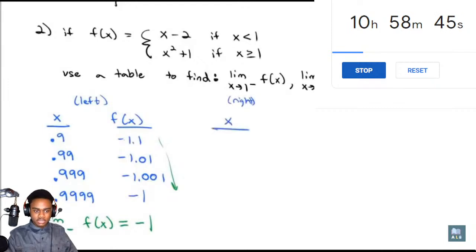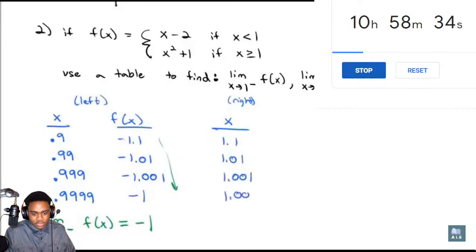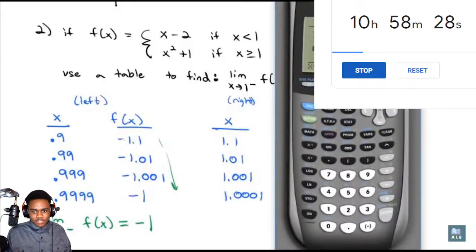Using x values to the right, slightly higher than 1, we might start with 1.1, 1.01, 1.001, and we're going to see what happens to f of x. The key here now is I have to go to y equals and delete out my old function, or clear out my old function.